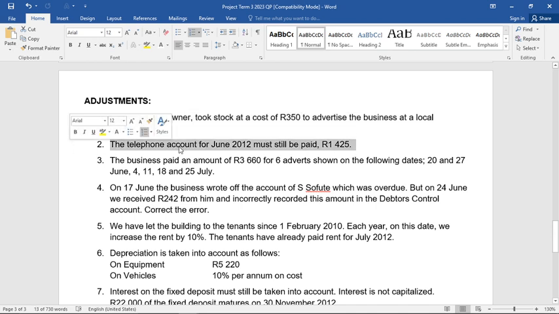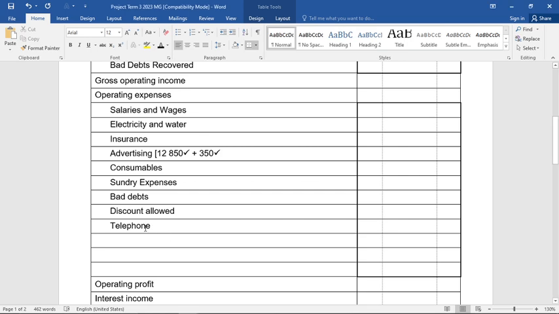Number 2, the telephone account for June 2012 must still be paid, 1425. So where does this go? Obviously it goes to telephones. So telephones would need to go up by 1425 because it was short. We hadn't yet taken into account the last month of June. So 16,430, what we started with in the pre-adjustment, plus another 1425, and this is the last adjustment that will affect telephones. We can put the total in our final column.